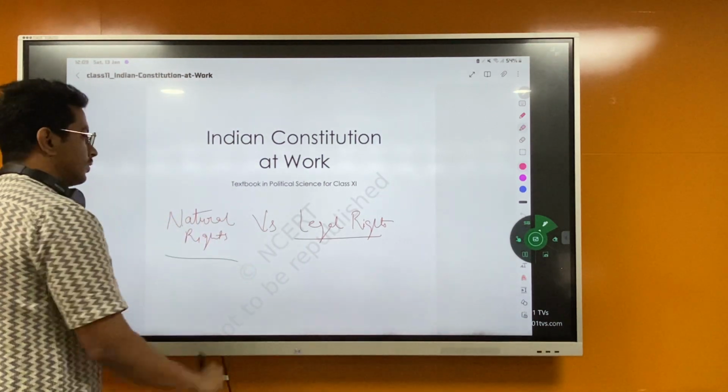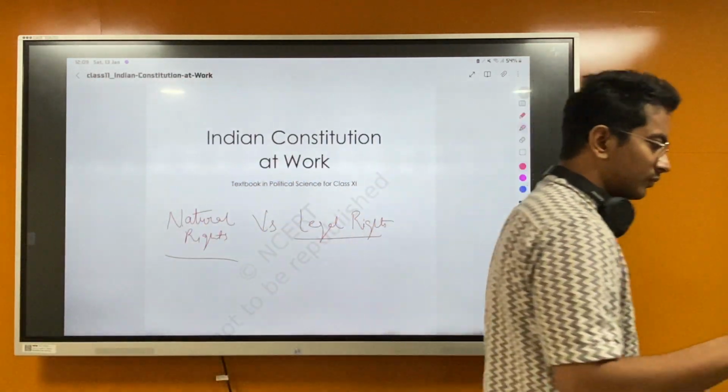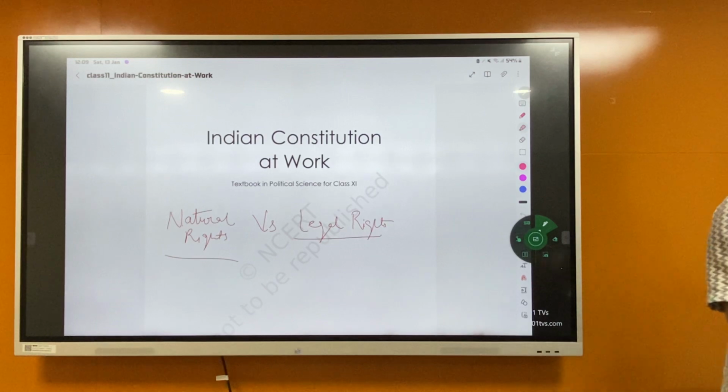So what is the difference between these two? What do you understand by natural rights? Like by the name it says, natural rights. So what does it mean? Rights which are given by nature itself. What are the rights that nature has given you?